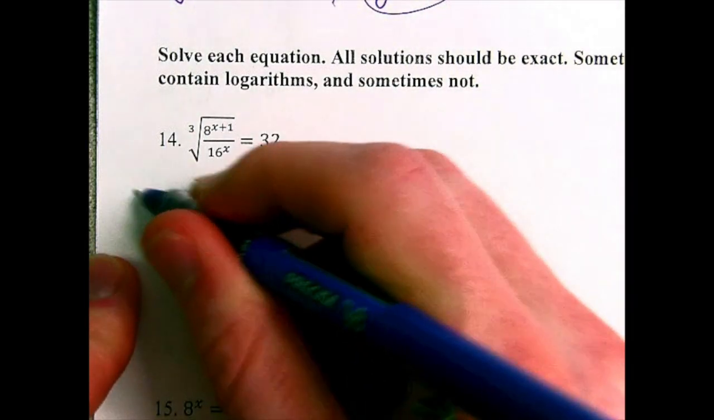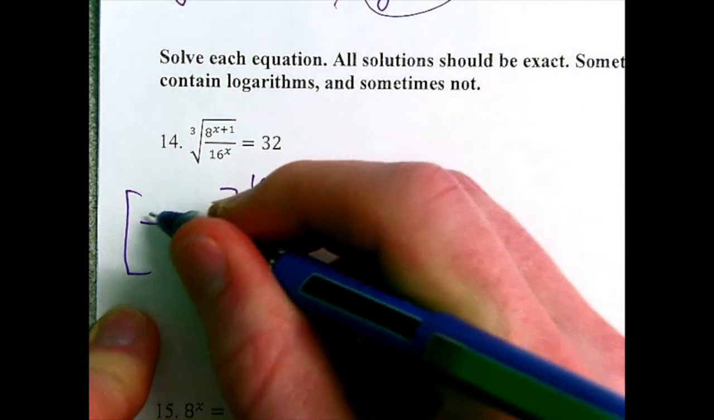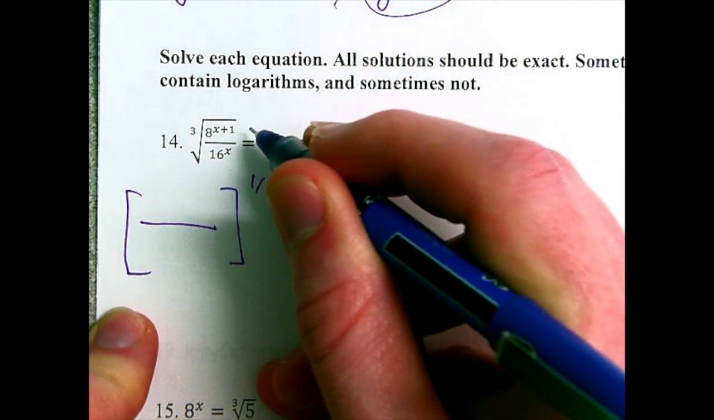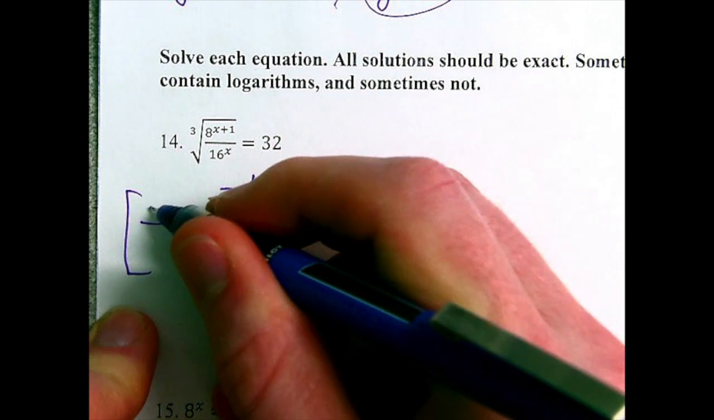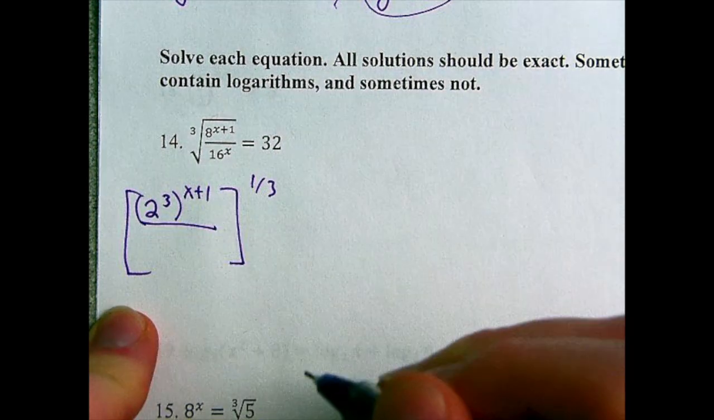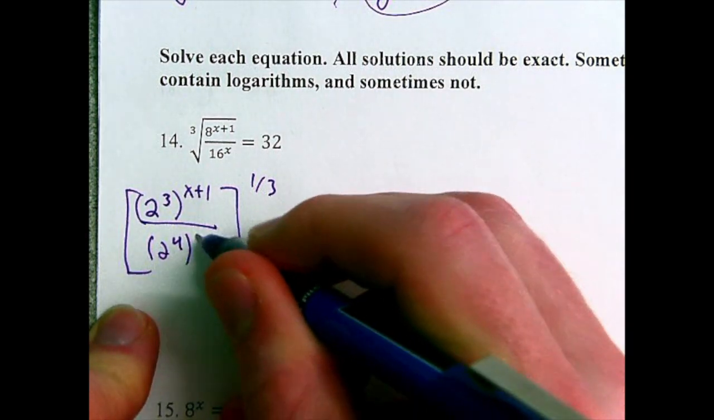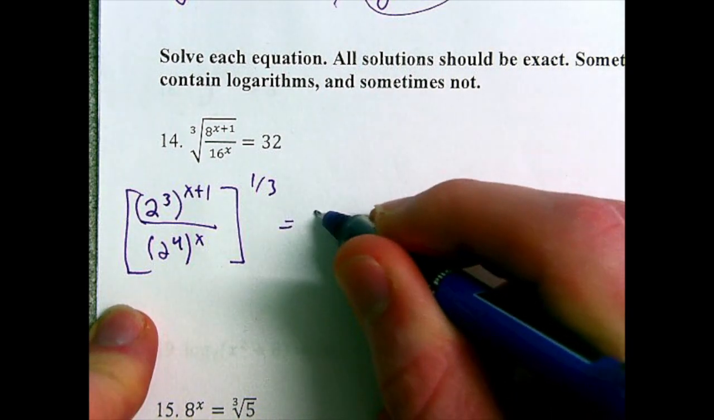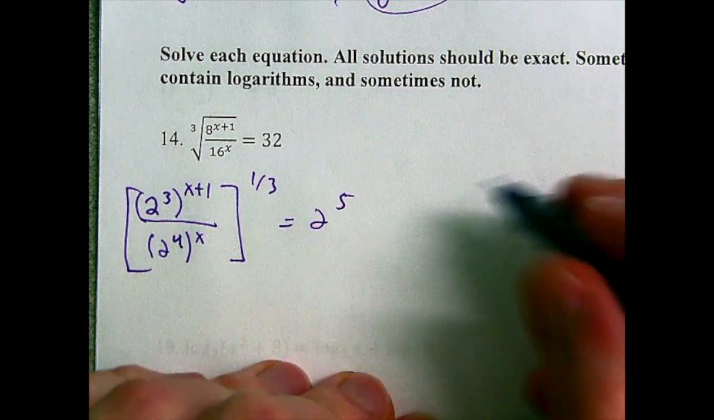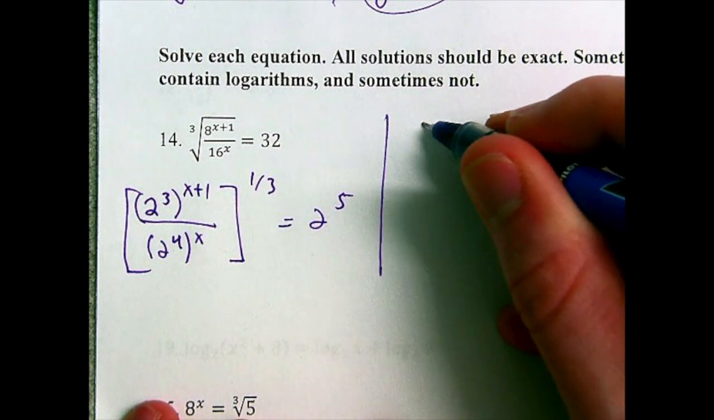So third root, that means, blah to the 1/3. 8 is like 2 to the 3rd, right? So 2 to the 3rd to the power of x plus 1 is 2 to the 3rd. I'll just write it out. Okay, and then 16 is 2 to the 4th, so that's like 2 to the 4th x equals 32. 32 is 2 to the 5th, right? 2, 4, 8, 16, 32, yeah. All right, so I just have to simplify the left-hand side.